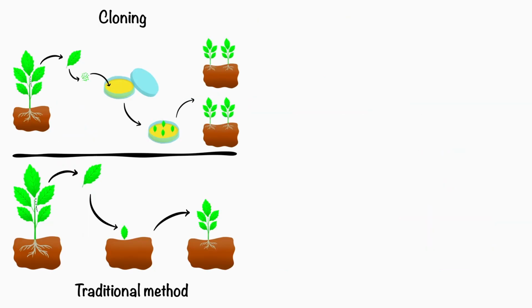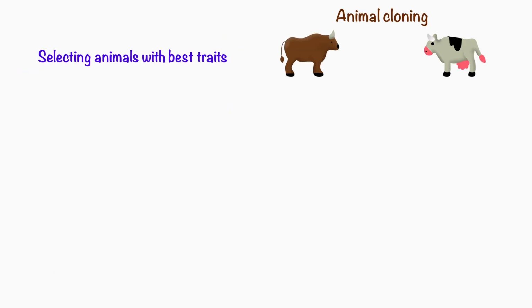Both methods produce clones, organisms genetically identical to their parent. This ensures desirable traits like disease resistance, fruit quality, or flower color are preserved exactly in offspring. Animal cloning requires far more complex procedures than plant cloning. Embryo transplants allow farmers to produce multiple offspring from their highest quality livestock.